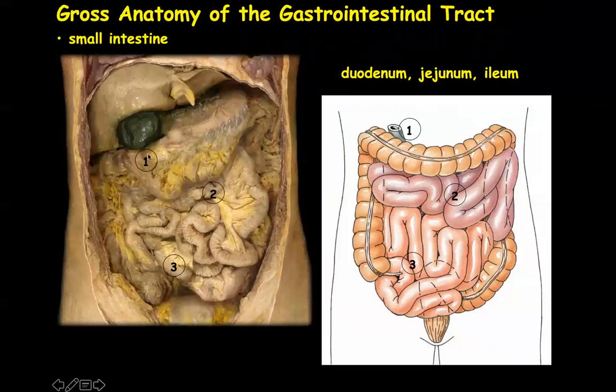So the first section is the duodenum. The duodenum is the shortest segment of the small intestine, about 10 to 12 inches long. It extends from the pyloric sphincter down to the beginning of the jejunum. So it's receiving secretions from the pancreas and from the liver through that hepatopancreatic ampulla. And this is where acidic chyme gets neutralized by the secretions from the pancreas and the bile, and the intestinal glands that also secrete alkaline secretions.